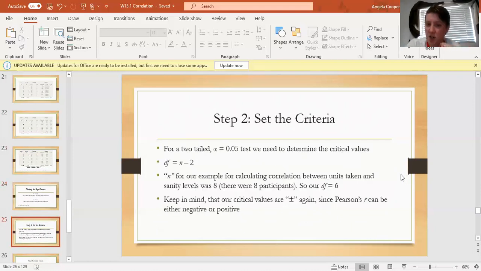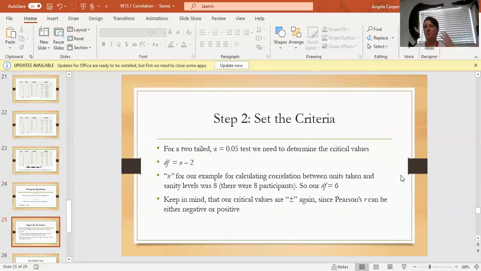Okay, so step 2, we're setting the criteria. So again, it's two-tailed because it does not equal 0. And alpha is set at 0.05 because that's just how we roll. Now, to determine the degrees of freedom, we're using degrees of freedom again because we're dealing with samples primarily. We don't have a predetermined population that the information is provided for us. So we're using degrees of freedom, similar to how we did for all sorts of t-tests.